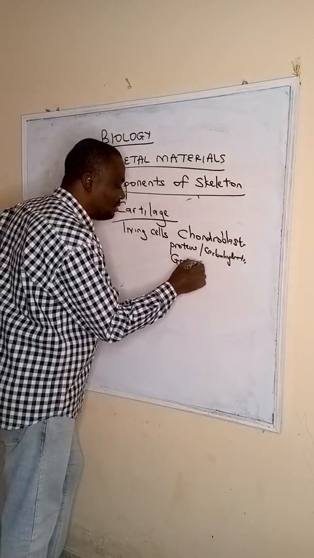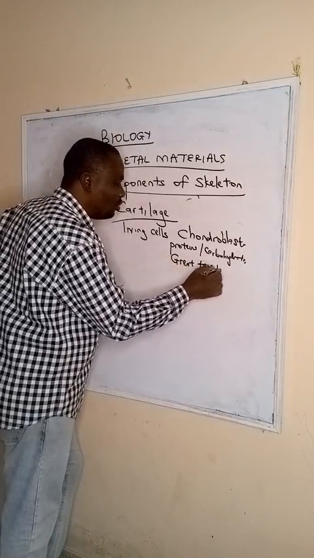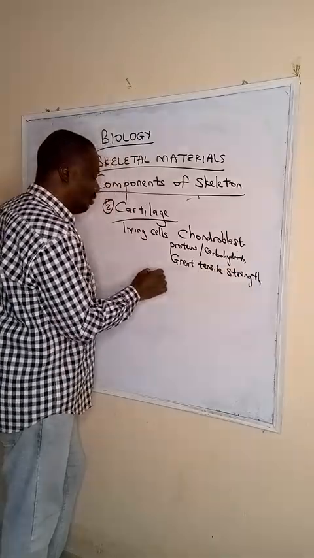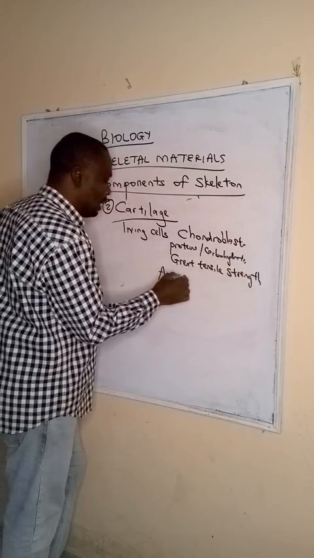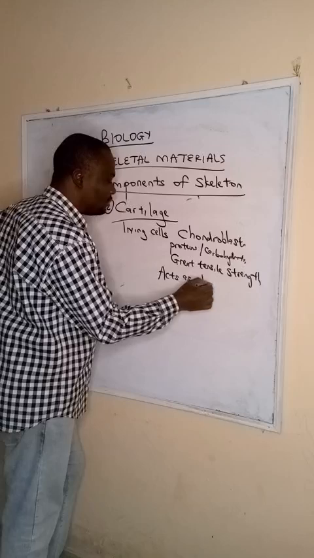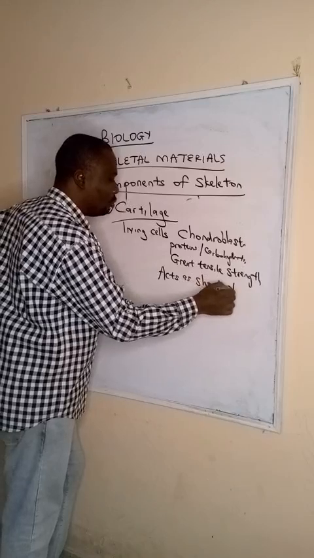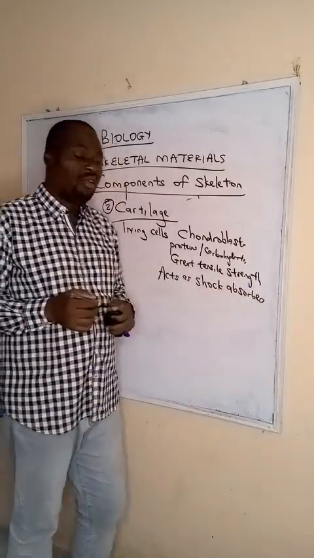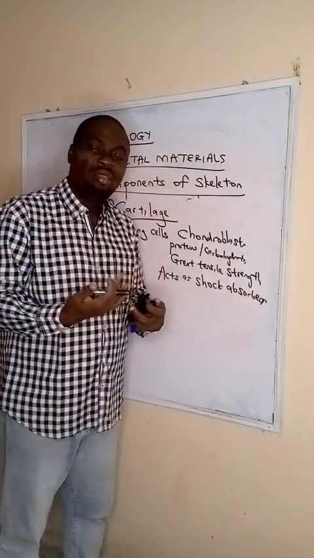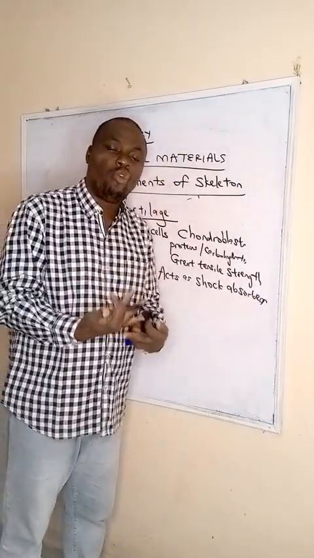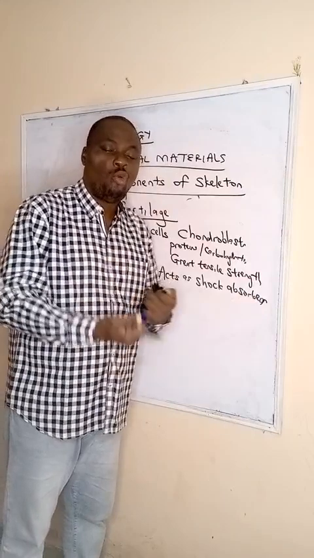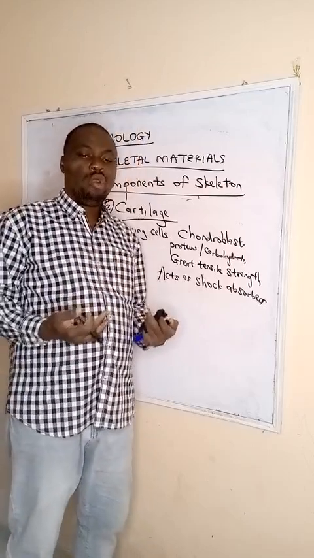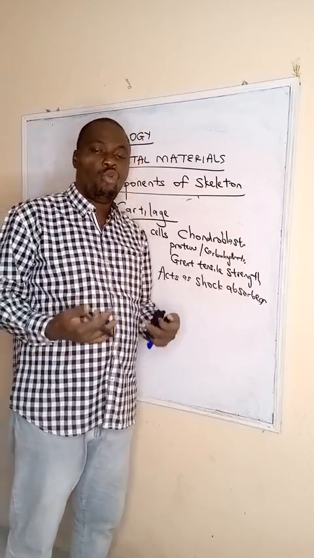Great tensile strength means it is strong in itself. And it also acts as a shock absorber. Cartilage acts as a shock absorber, cushioning the effect of bones moving against bones when we move. When bones move, they have the tendency to scrub against each other. So when we sit down, for example, the cartilage acts as a shock absorber so that we will not feel pain.